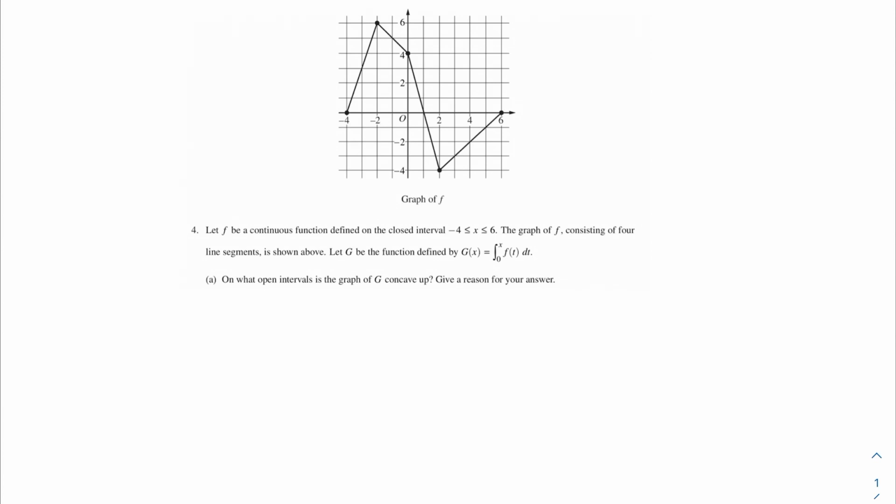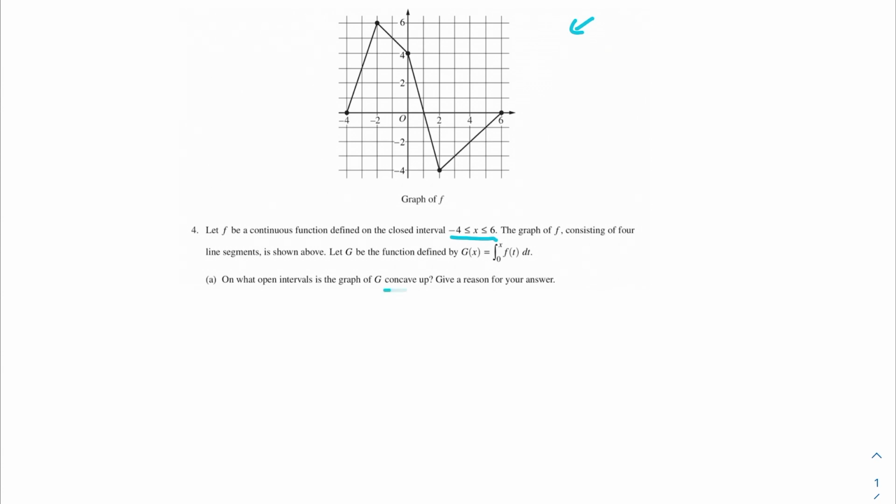In this problem, we're going to be talking about this continuous function f. So let this continuous function be defined on the closed interval -4 to 6. The graph of f consisting of 4 line segments is shown above, right here. Let g be the function defined by g of x is equal to the integral from 0 to x of f of t dt. First problem says, on what open intervals is the graph of g concave up? Give a reason for your answer.